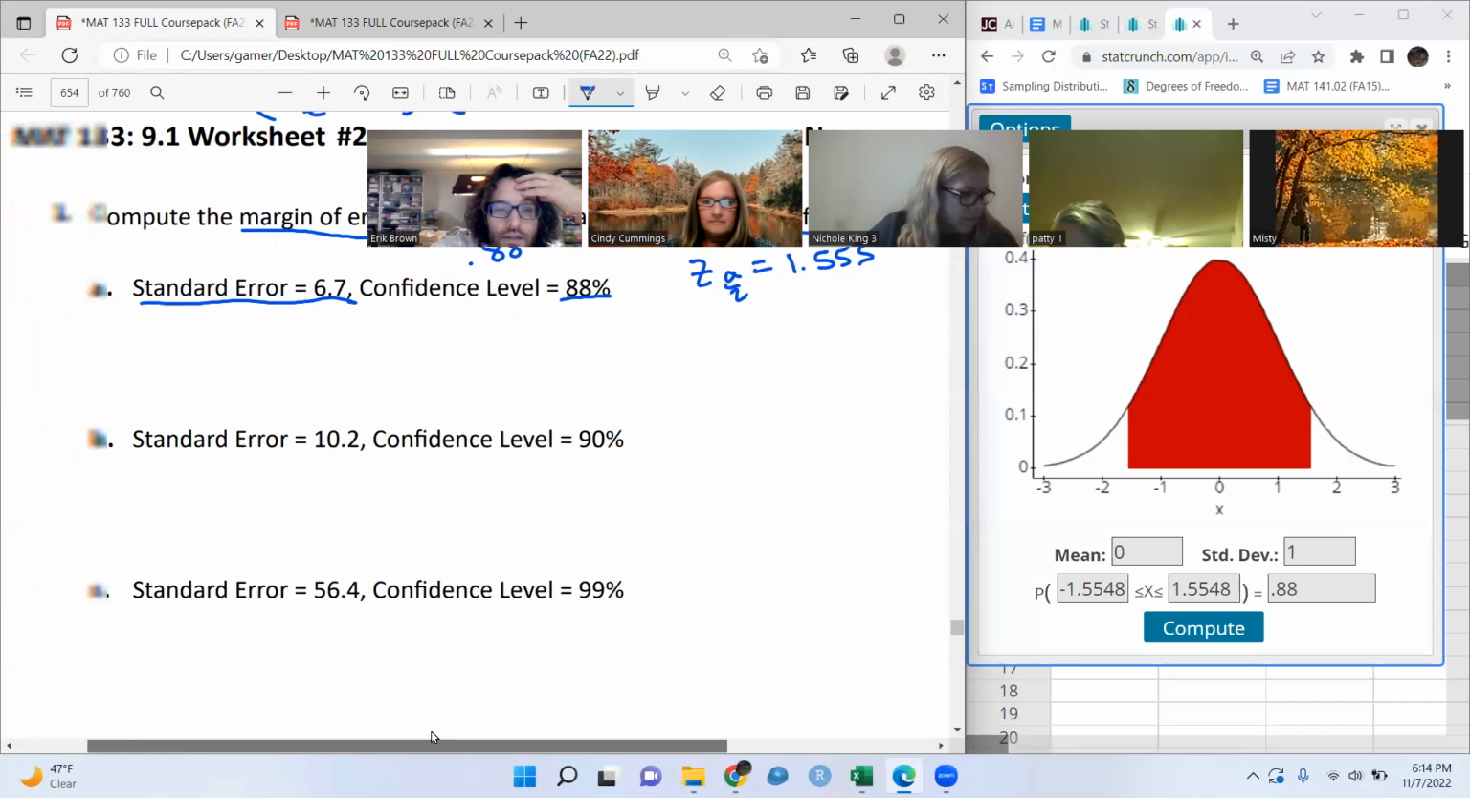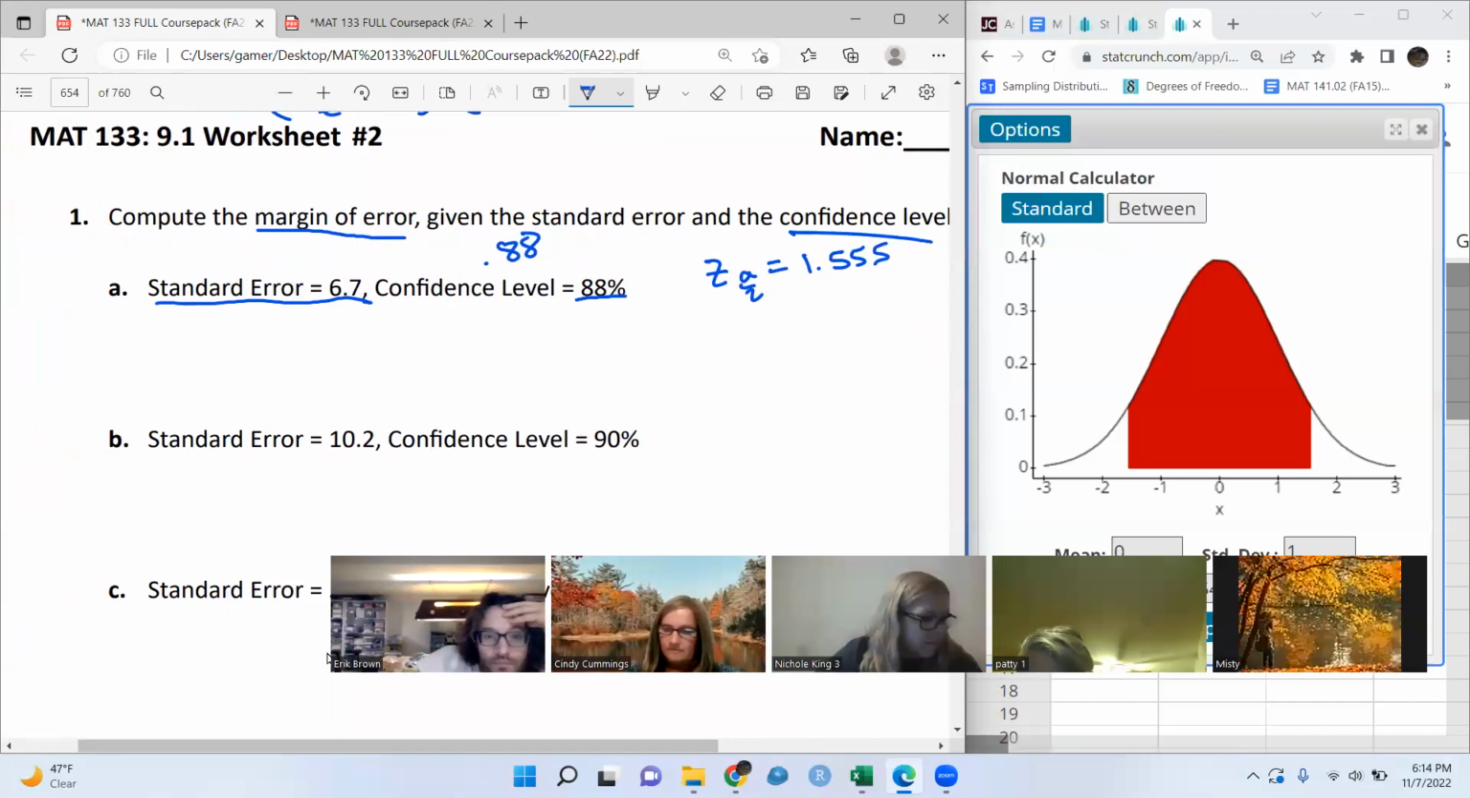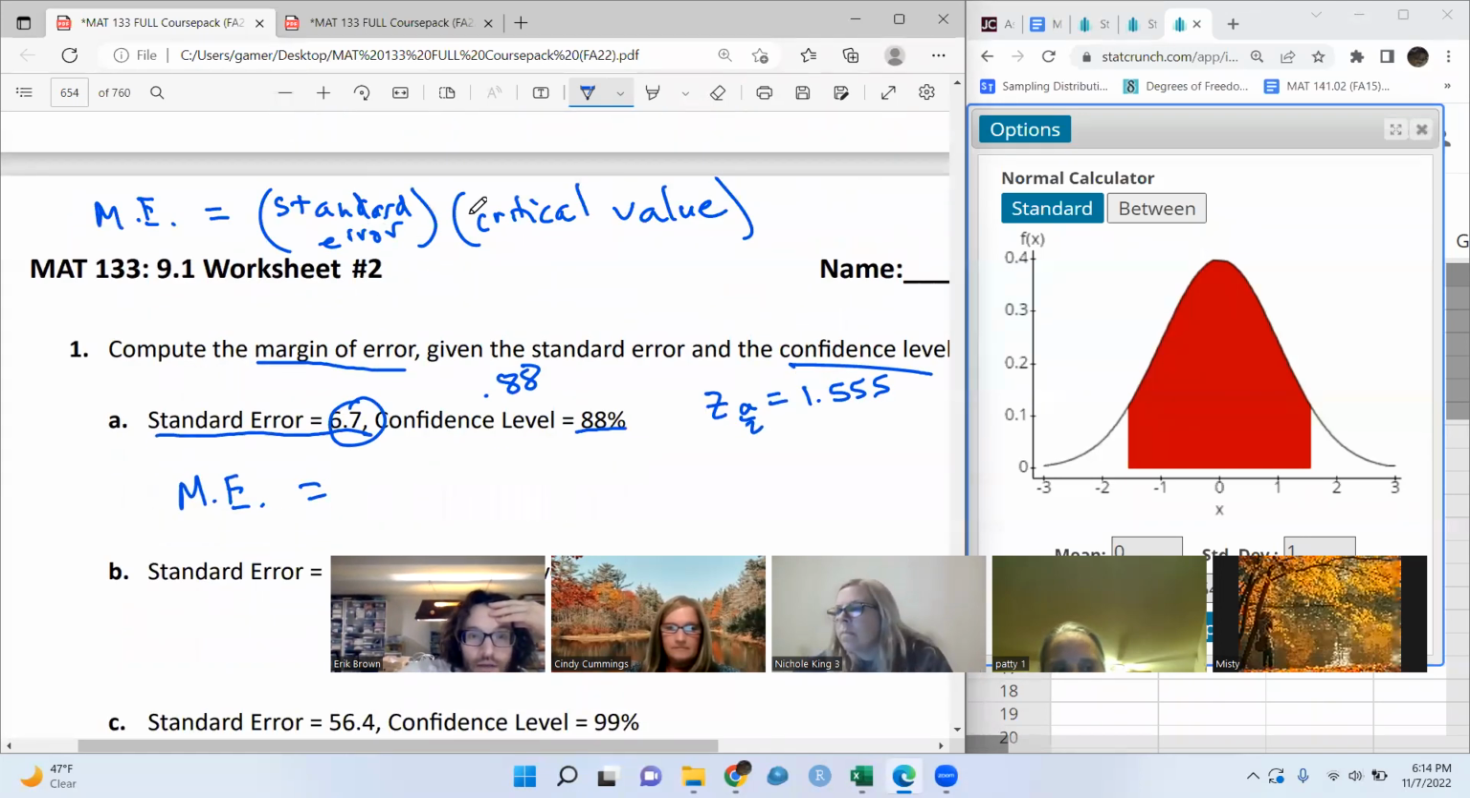How's everyone feel? Like whiplash, or it's making sense? What you just did made sense. Where's the 6.7 coming in? So they gave this to us, and our formula is multiply the critical value times the standard error.